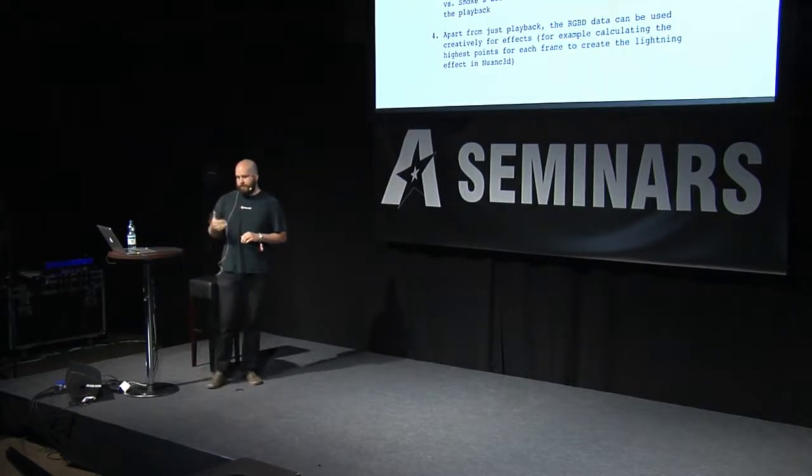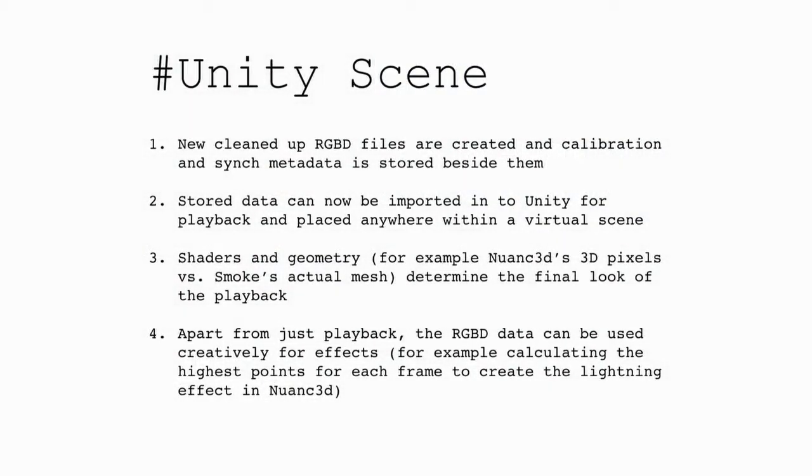And then we move on to the Unity scene. So finally, when we've cleaned up all the data, we create new RGBD files, and all the calibration and sync metadata is stored beside them. And now we can import this data into Unity for playback. It could be any game engine, obviously. We focused on Unity because it has very nice support for multiple different media for playback, so we can show it on Android and so forth.